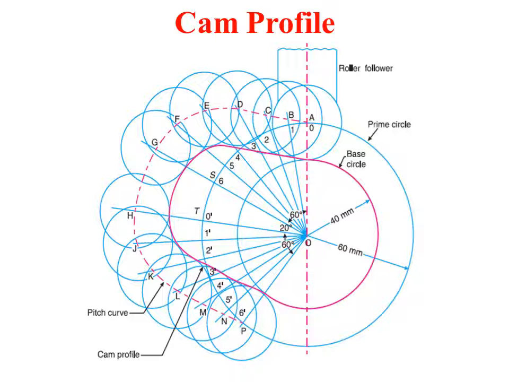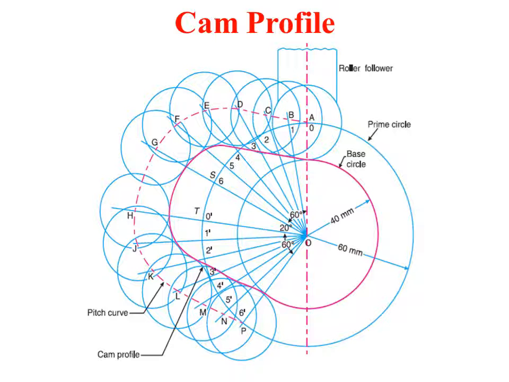So in this particular problem, they are given the radius of the base circle as 40 mm, and they mention the radius of the roller as 20 mm. So add 40 plus 20, 60. With O as the center, first draw the base circle of 40 mm radius, and again later with O as the center, draw a prime circle of radius 60 mm.